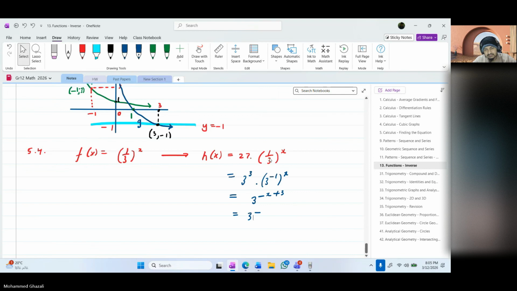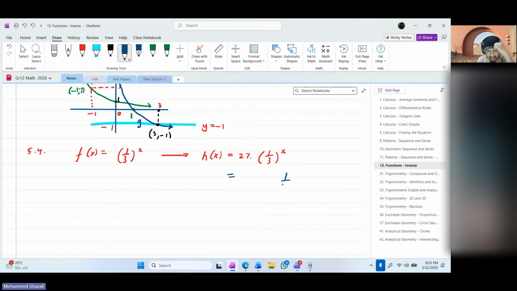Just 1 second. Let's take it as the same bases. Let's write 27 as the same base, okay? That's (1/3) to the power x. And 27 is 1/3 to the power what? It can't be 1/3 to the power 3 now. It has to be 1/3 to the power -3. Now you can add those two powers. You can say (1/3) to the power x minus 3. Same base, you can add the powers.